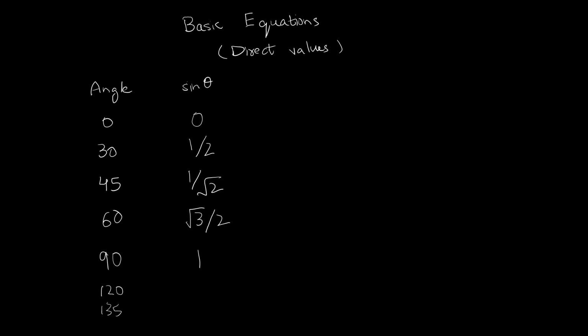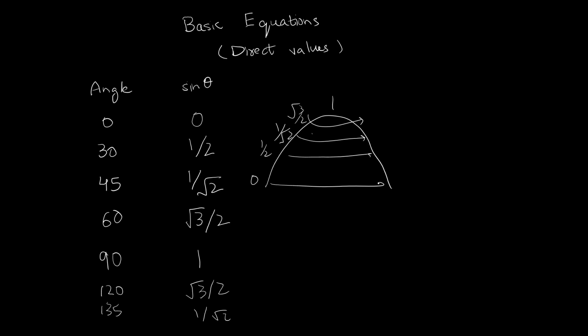Now, what are the values? The values just repeat themselves in the reverse order. So now, once you have reached the top, which is 1, you will start coming downward. So again, root 3 over 2, then 1 over root 2, and then 1 over 2, and then 0. So on the graphical format, this is sine theta: 0, then 1 half, then 1 over root 2, then root 3 over 2, finally 1, and then these values repeat themselves, ultimately it reaches 0.